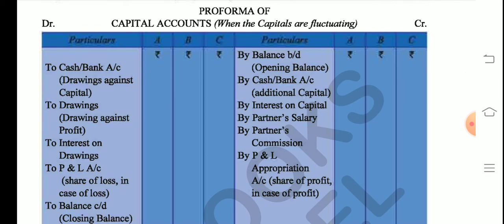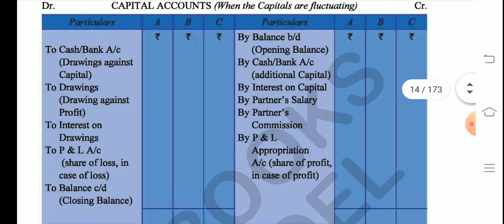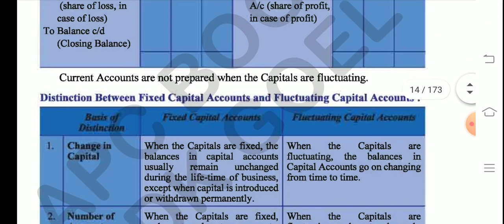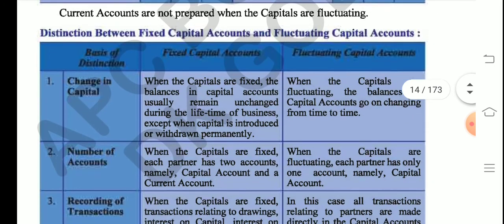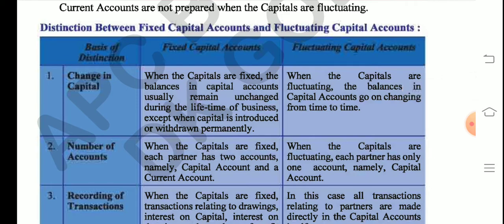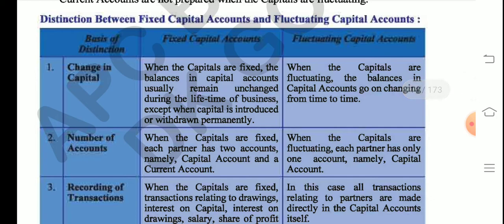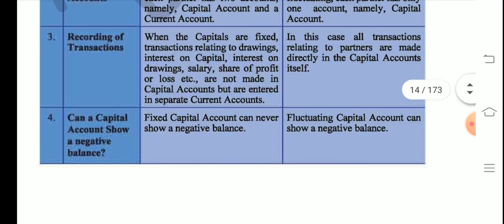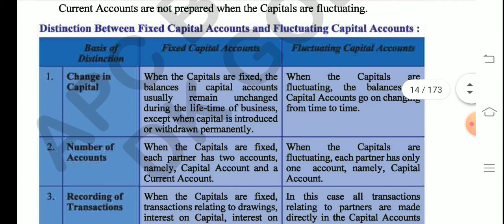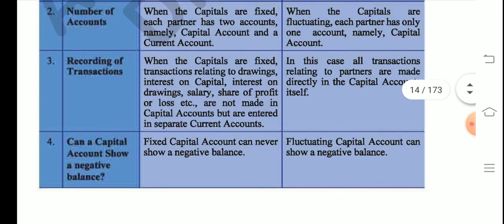I know, students, it's not easy to learn through video. Accountancy is a very practical thing. But we can't stop learning, so you have to learn. Now the difference is given to you. If you can just keep this difference for later on, we'll get back to this. Okay, this is not that important. By now you must have understood that under fixed capital account, two accounts are drawn, and under fluctuating account only one account is drawn, that is the capital account. This much is enough for you to understand.